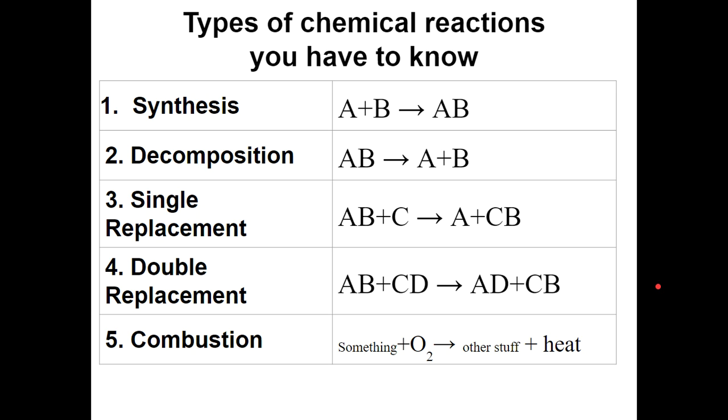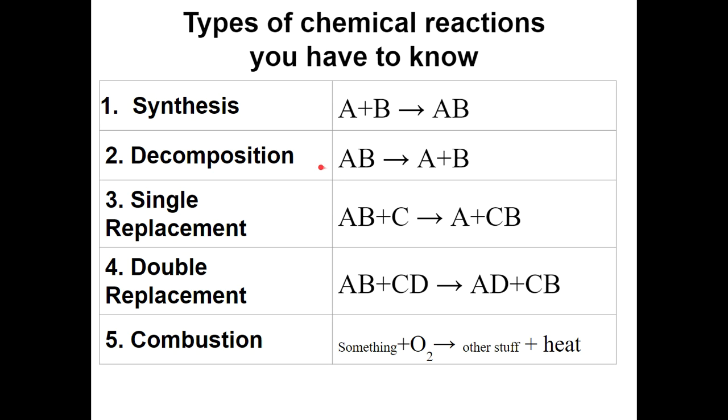Okay, there are these 5, and they have these general forms. Synthesis means something A, so it could be a compound, it could be an atom, plus B, and they make a more complex thing together. So they're like smooshed together. That's synthesis. Decompositions, like when the body decomposes, it comes apart.